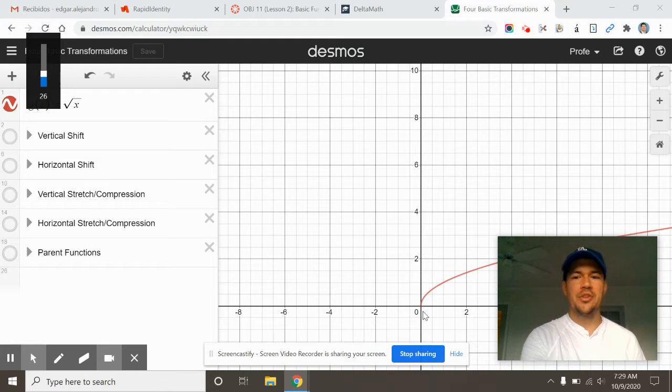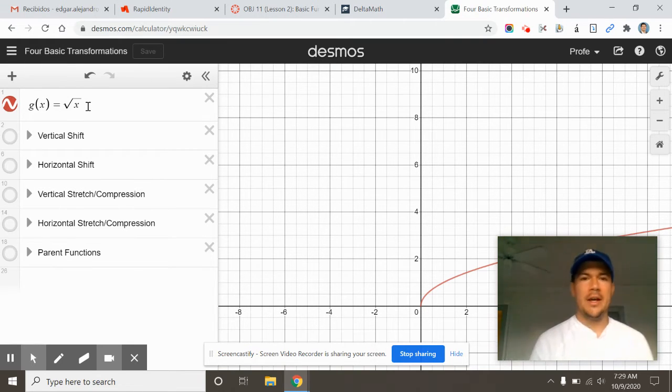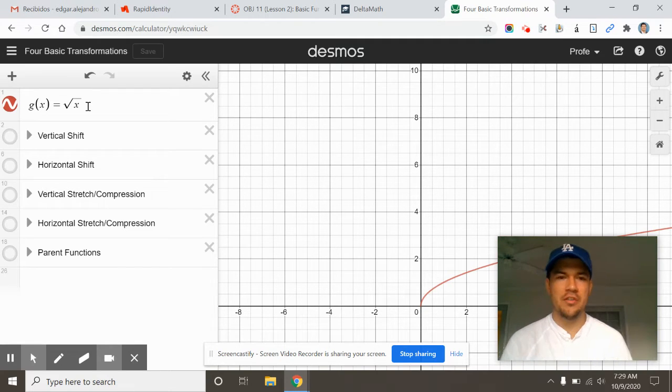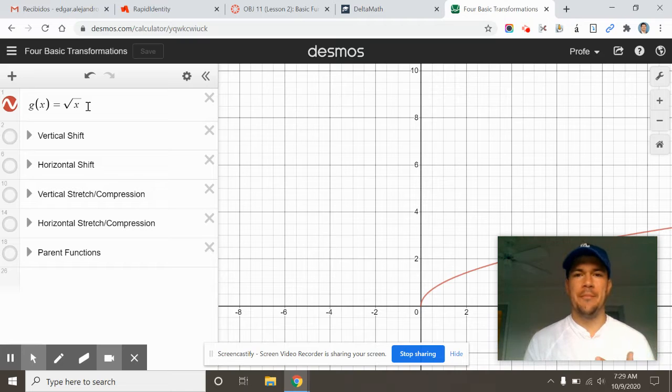Hello, everybody. I'm going to talk about transformations of functions today. I'm going to use the parent function square root of x as an example of how to transform a function. We're going to study the four main types of transformations and talk about some significant transformations within each type. All right, so let's start with a vertical shift.